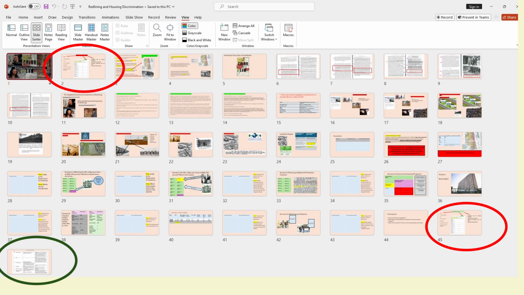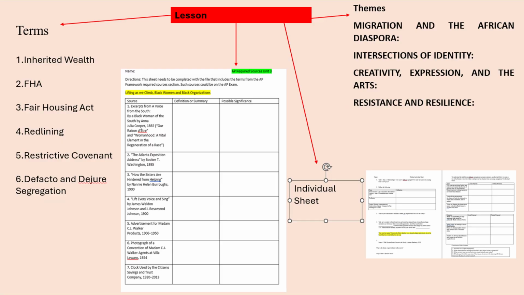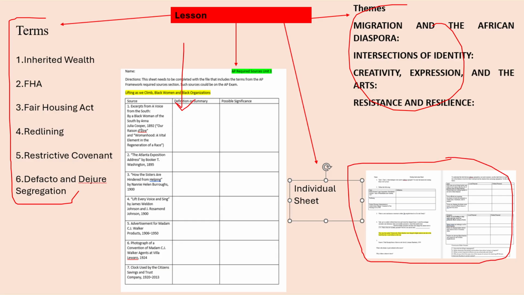All PowerPoints are structured the same way. The second slide has a term sheet with the AP themes. It is also the last slide for closure, and then you have an answer key embedded in the slideshow. This is what that second slide looks like. We have the terms to the left, the AP themes, the source worksheet, and then that individual lower level worksheet, so students can visually see all of the pages that are required.